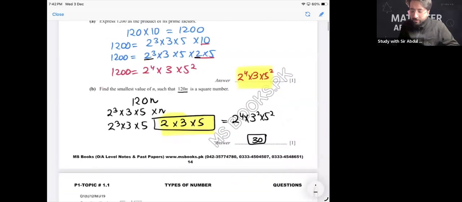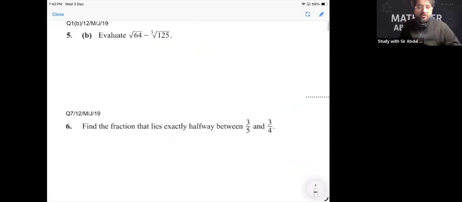Yes. Okay. Now evaluate square root of 64 minus cube root of 125. Square root of 64 is equal to 8, if you know the perfect squares, and cube root of 125 is equal to 5. So 8 minus 5 is equal to 3. That's done. It is only done easily if you memorize that.